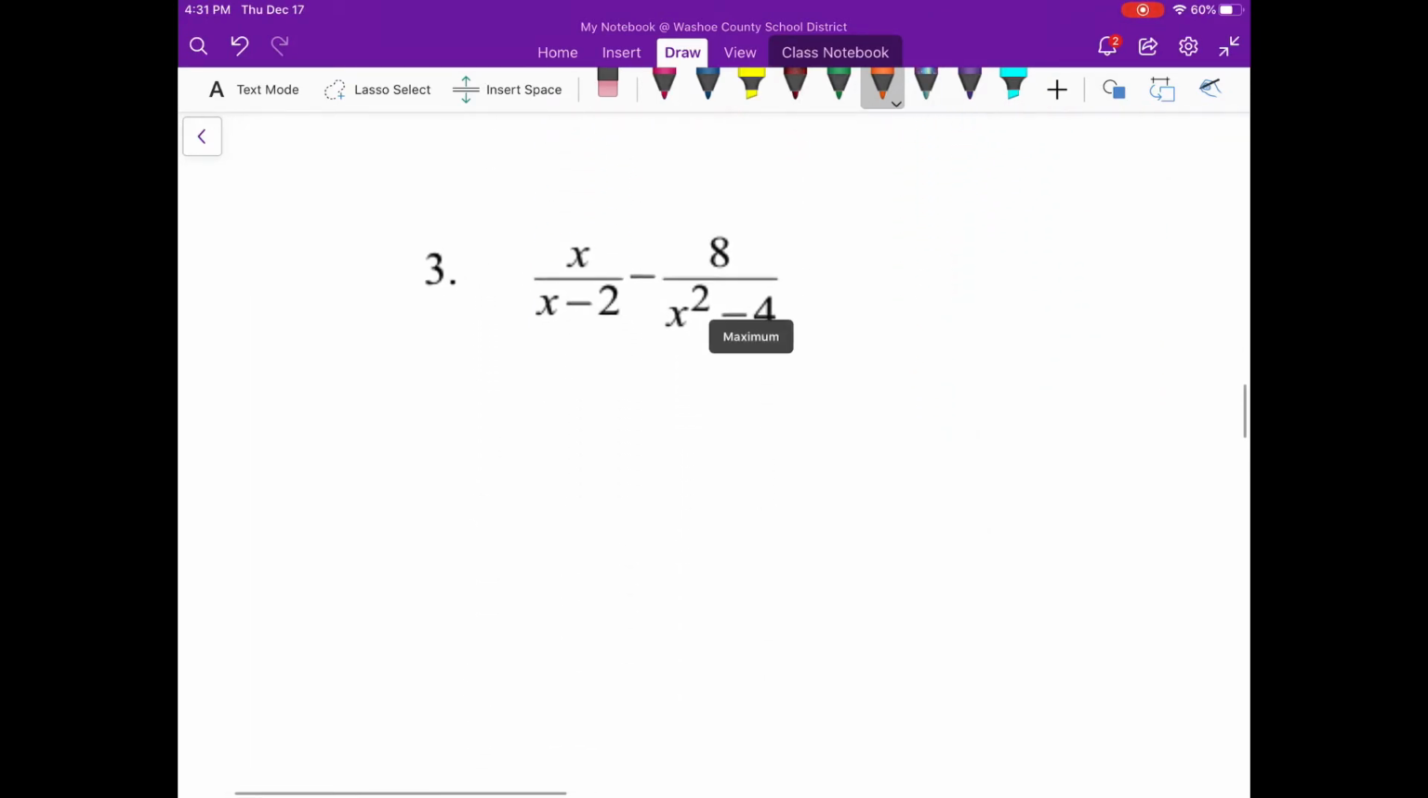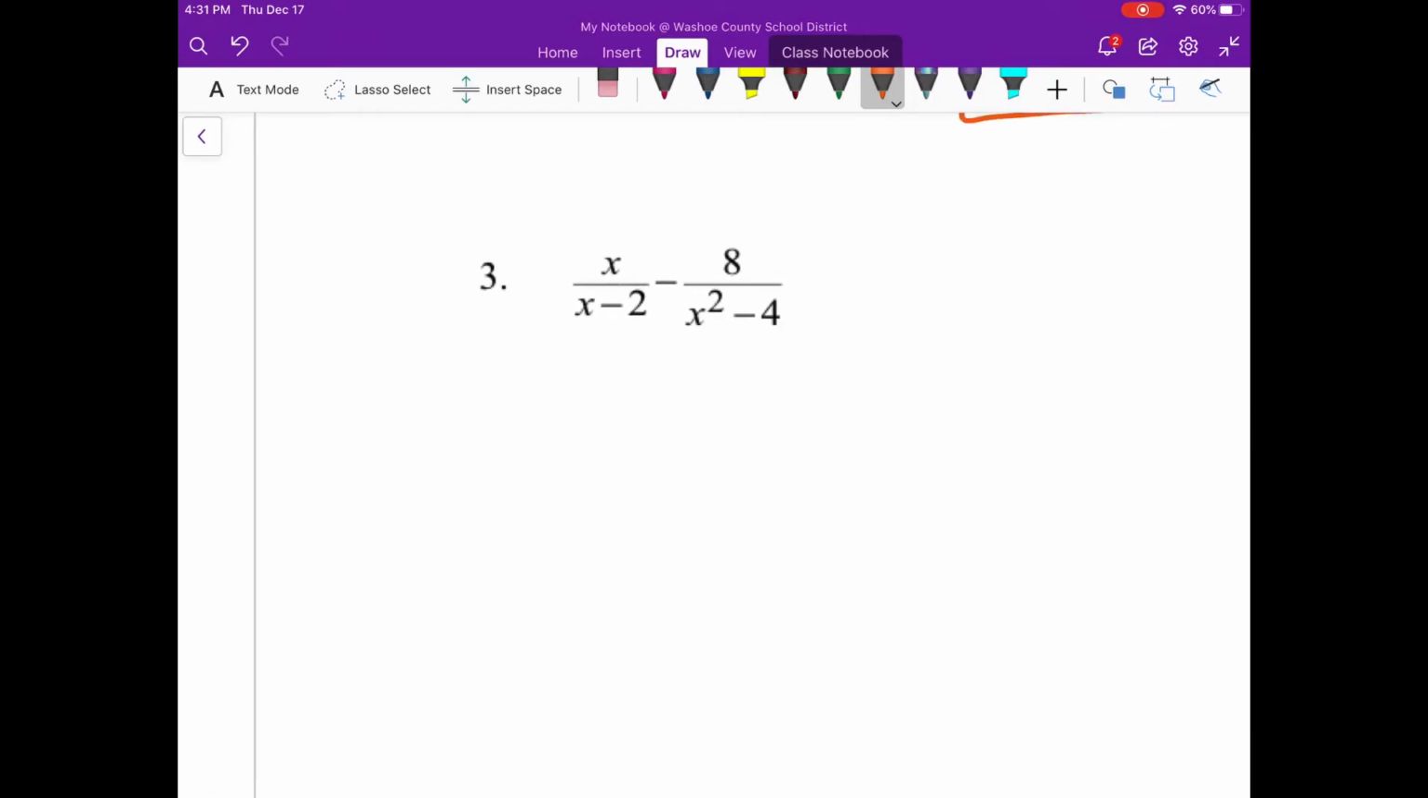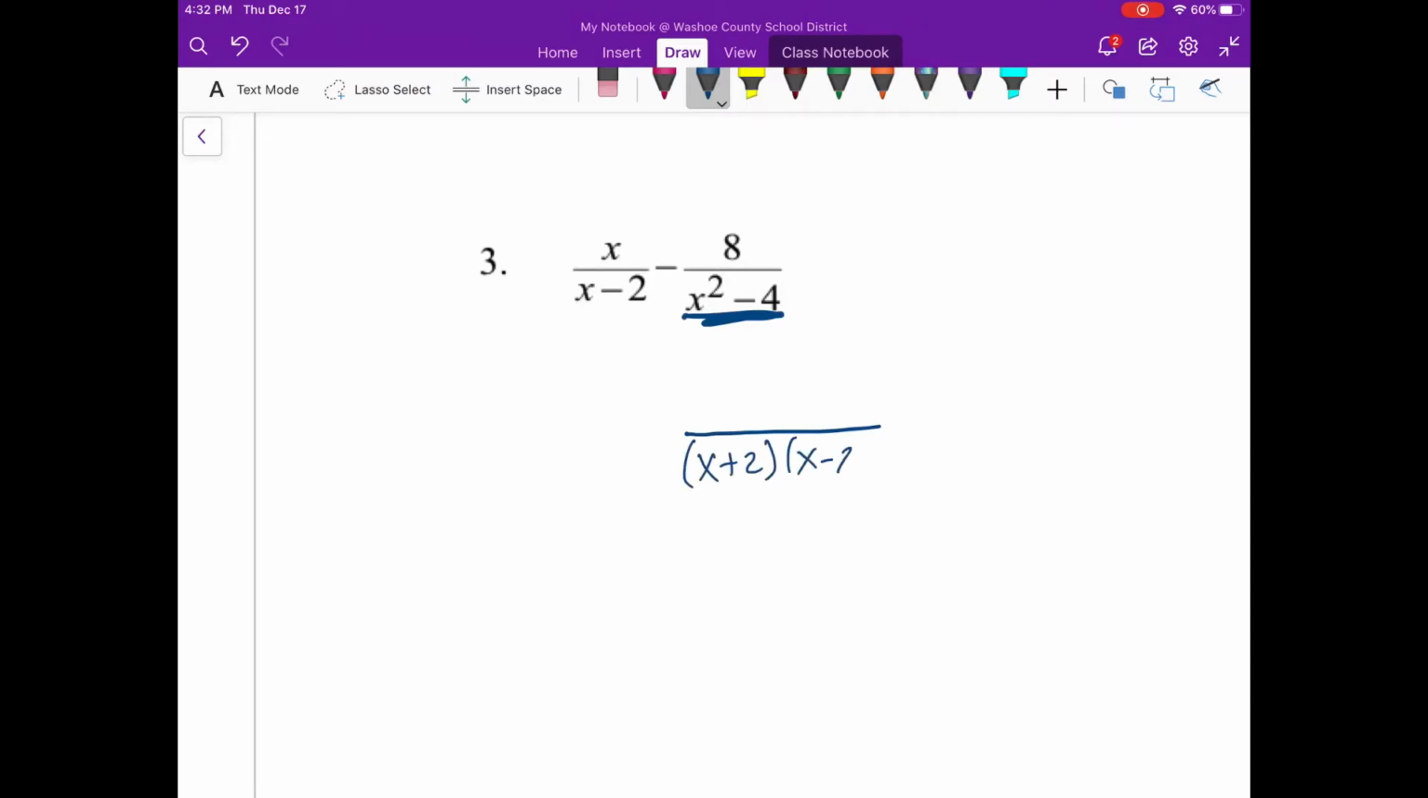Okay, going on to number 3. So before I start number 3, whenever I see some sort of quadratic or any polynomial in general, I'm going to go ahead and factor it to see if I can figure out what it's missing. So when I look at this x squared minus 4, I know that that's a difference of squares. So if I were to factor that, it would be x plus 2, x minus 2.